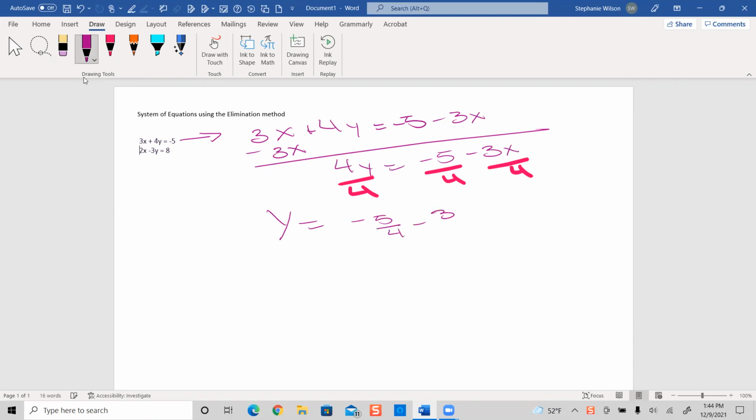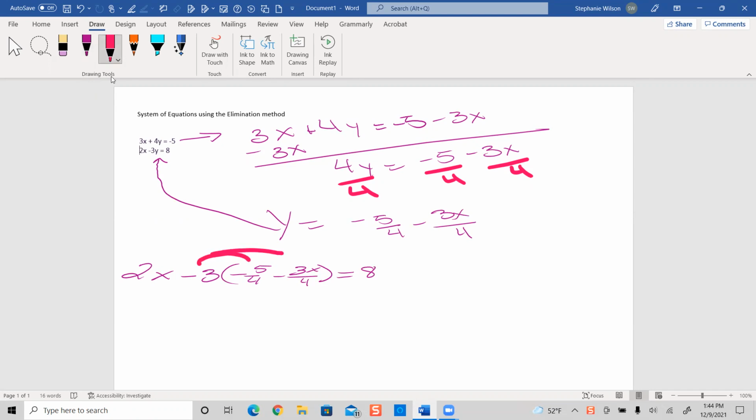-5 minus 3x over 4. So now I could take this and let's plug it into the y value in our second equation. So I got 2x minus 3, and in the parentheses here, we're going to put -5 minus 3x over 4, and then it's all equal to 8. So next, let's go ahead and distribute this -3 here to everything inside the parentheses.